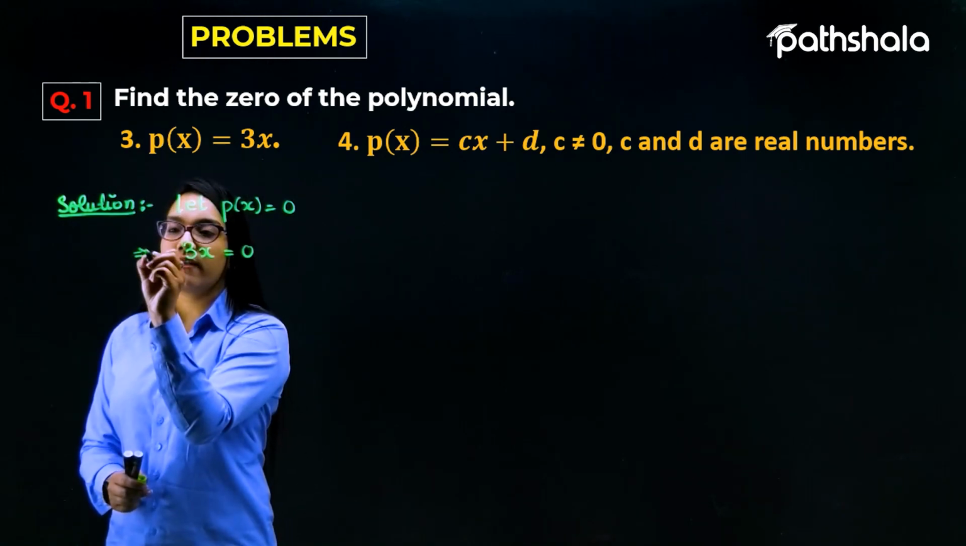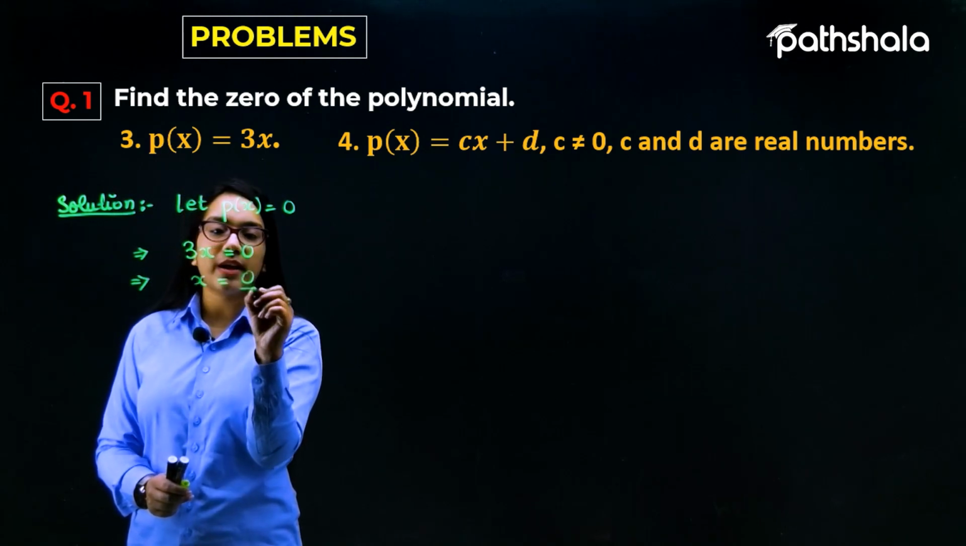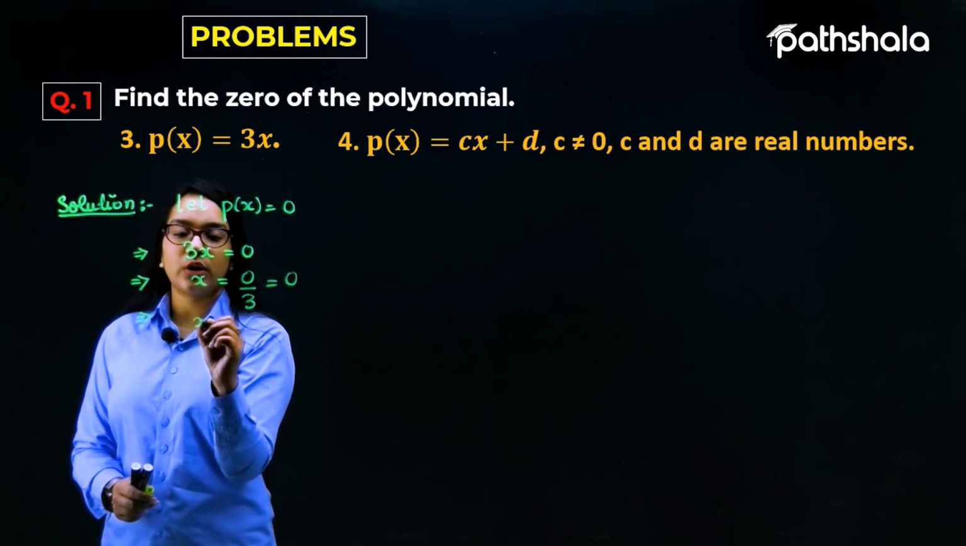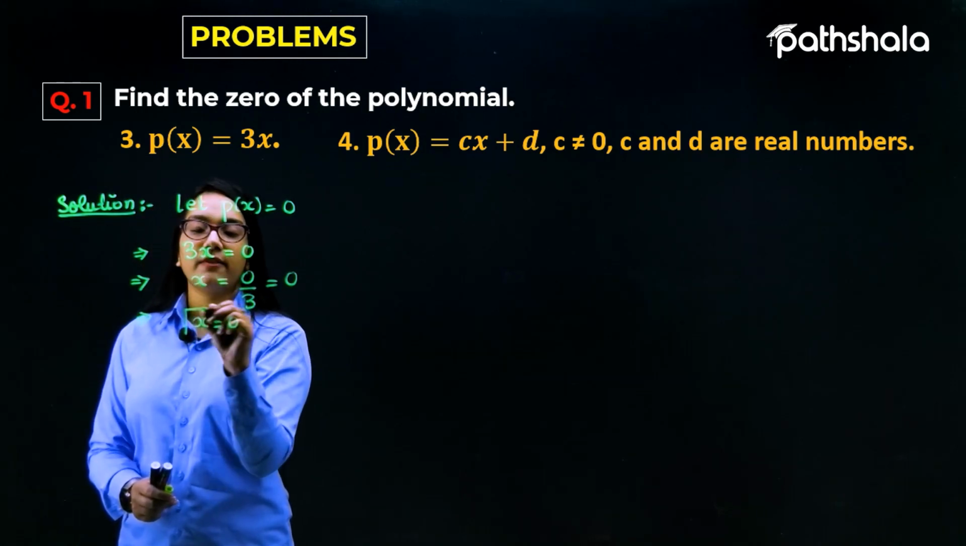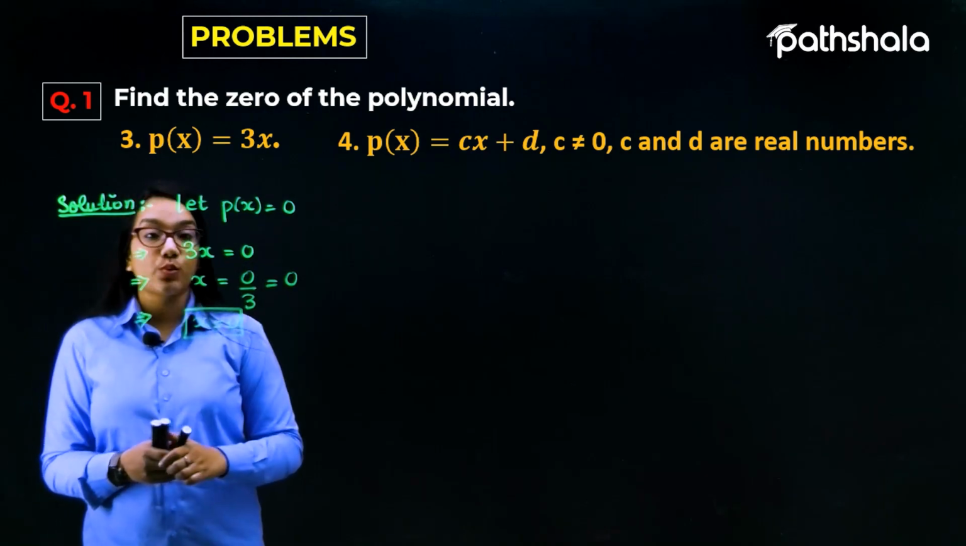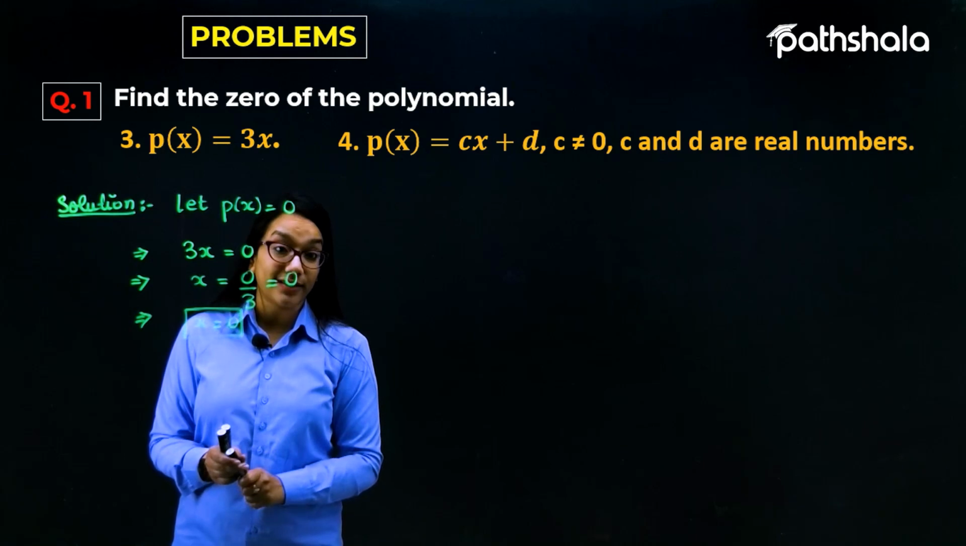Now let's find the value of x. So x = 0 by 3. Obviously, 0 by 3 is nothing but 0. So at the end, what is the value that we are getting? We are getting x = 0. Let's check whether the answer we are getting is correct or not.